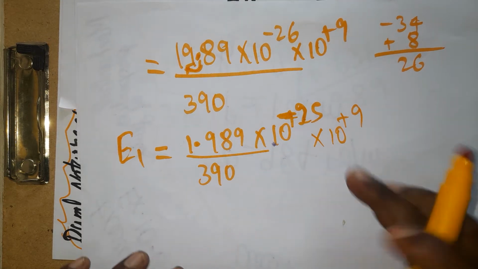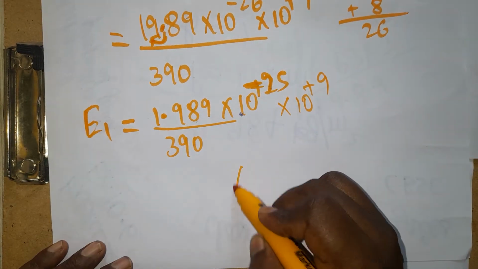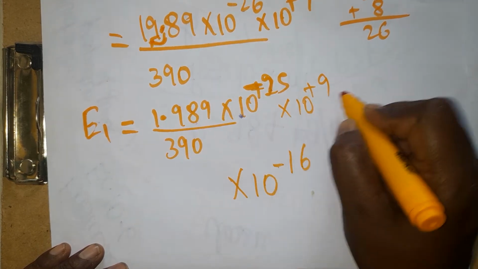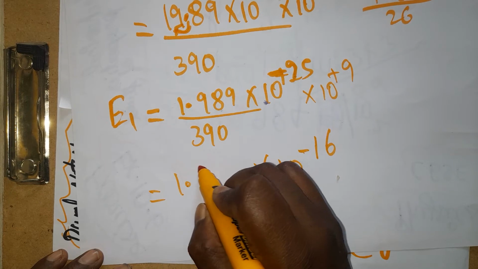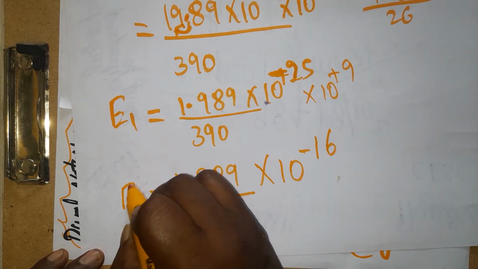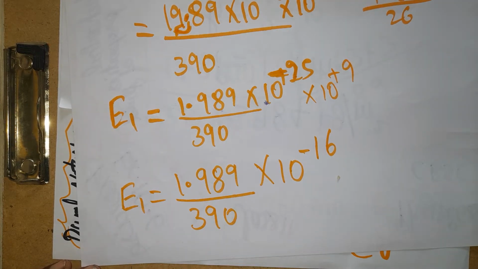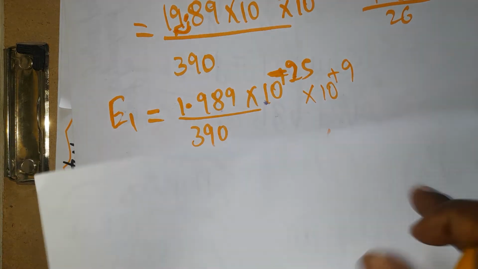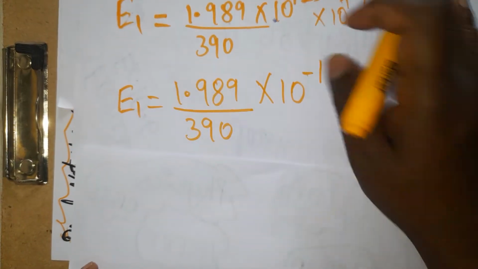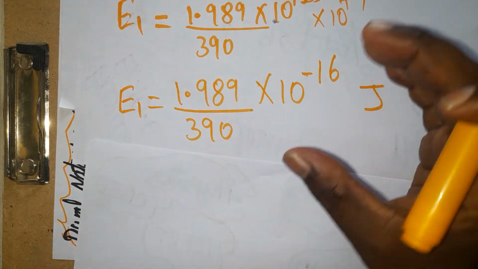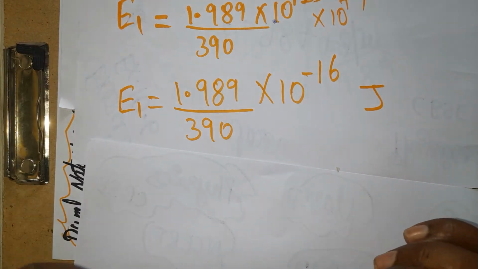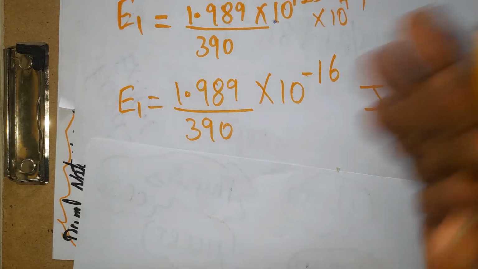Now see here, minus 25 plus 9, I will get 10 power minus 16. It is just a normal subtraction. So 1.989 divided by 390 into 10 power minus 16 is going to be called E1. Next, the energy unit is joules; I have still not converted it to eV. So first we'll learn what an eV is. This is a step I am going to use with all the problems. No need to calculate again and again. Once you have calculated this much, you can use the same step for the upcoming problems.